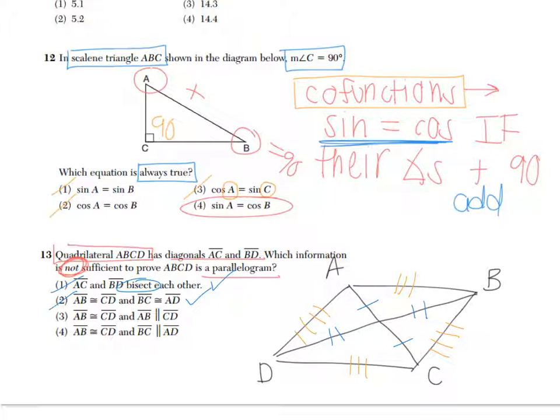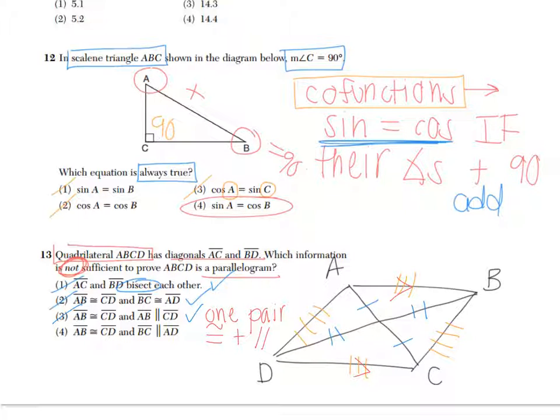Choice 3 says AB is congruent to CD, which we already proved here and here. But then it's also saying AB is parallel, so I can add in my arrows to represent that. And that is another true statement. One set parallel and congruent. So one pair congruent and parallel. That's one that works. So that means we're left with choice 4.